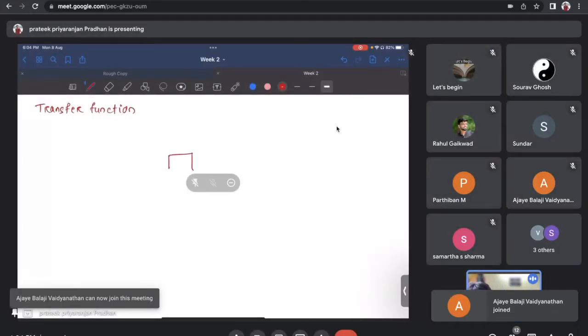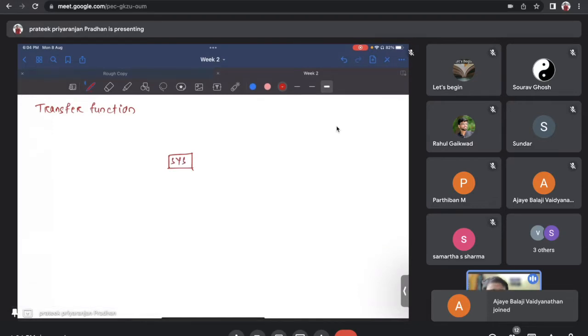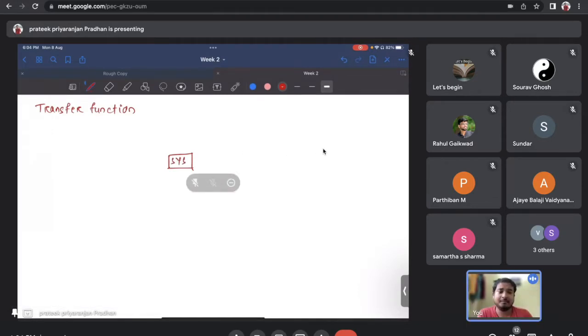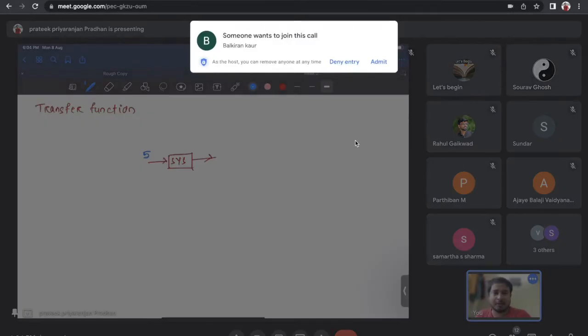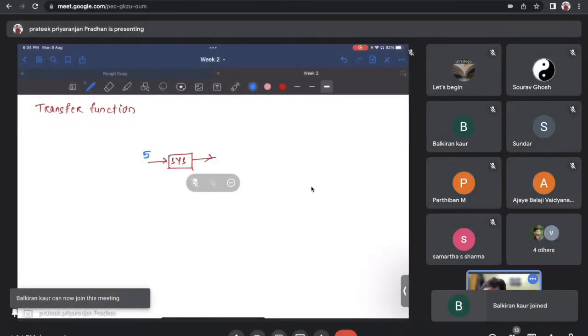So if this is my system, I don't know what my system is, whether it's a linear time invariant (LTI) system, a non-linear system, or some aerospace system like an aircraft or some plant. I just know I have a system like a black box. I have an input channel and an output channel. I can measure the input and I can measure the output. Let's assume I give 5 units as input, any current or voltage, and I get 12 units as the output.